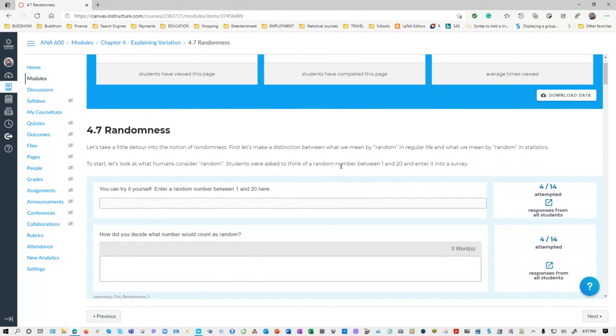Students were asked to think of random numbers between 1 and 20 and enter them into a survey. You can try it yourself. Enter a random number between 1 and 20 here. How did you decide which number would count as random?